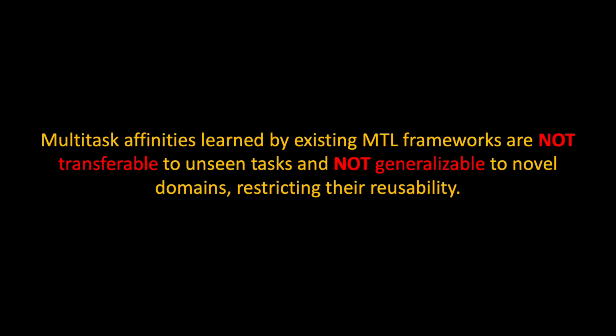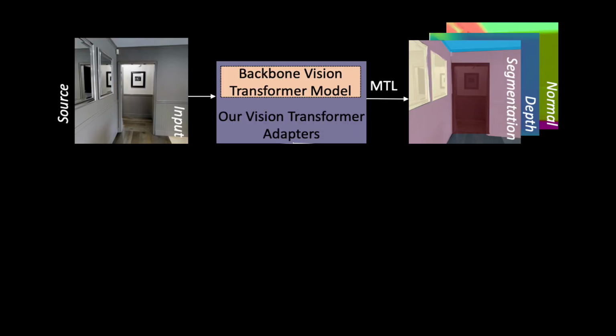The problem we address is that multitask affinities learned by existing MTL frameworks are not transferable to unseen tasks and not generalizable to novel domains, restricting their reusability. To solve this issue, we introduce Vision Transformer Adapters for Generalizable Multitask Learning, an automated framework that can learn transferable and generalizable task affinities, which can adapt to new tasks or domains in a parameter-efficient manner.